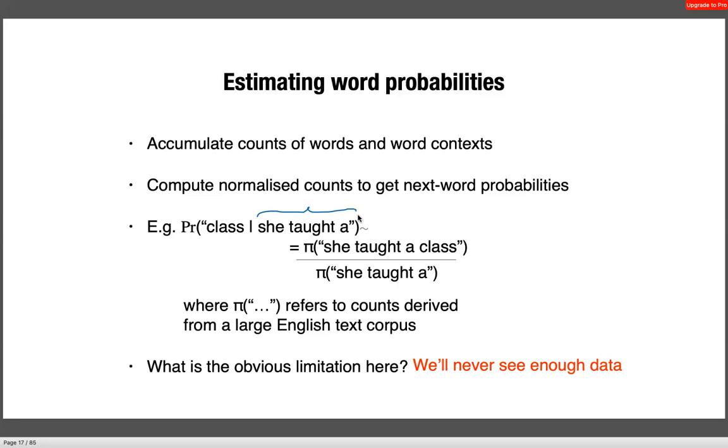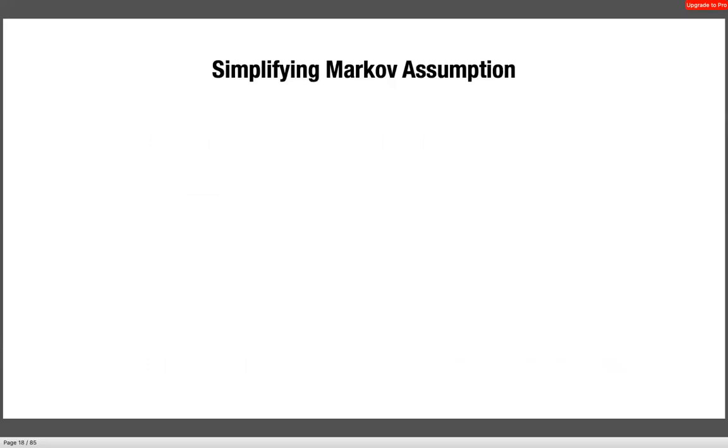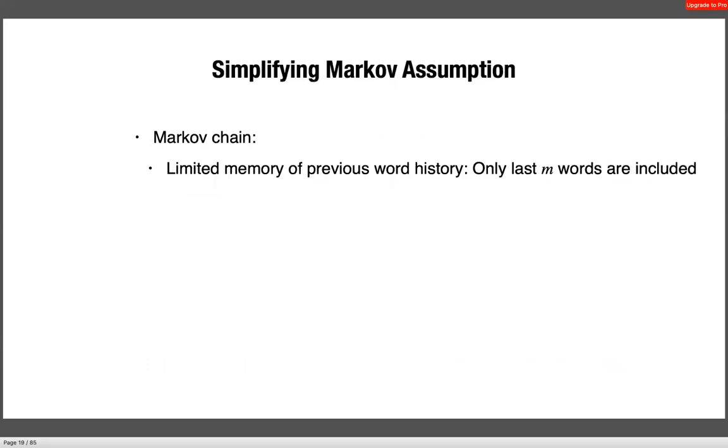So as you're conditioning on longer contexts, you're inevitably going to run into this issue of never having seen these contexts in your text corpus. Okay, never having seen this combination of words appear in your text corpus. All right, so how do we get around this? So here we can make a simplifying Markov assumption.